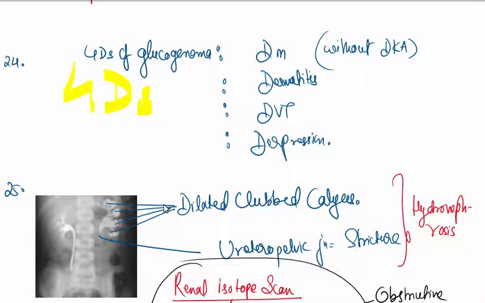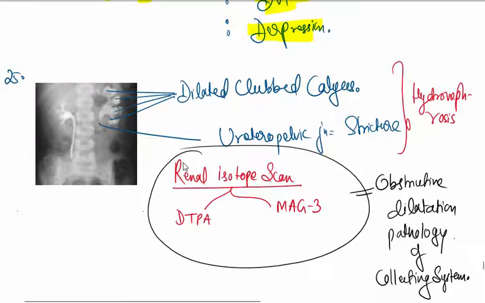Next one, this shows dilated clubbed calyces and ureteropelvic junction stricture. So this is hydronephrosis, and what we can perform is a renal isotope scan, which can be DTPA or MAG3. The renal isotope scan is performed for obstructive dilatation pathology of the collecting system.